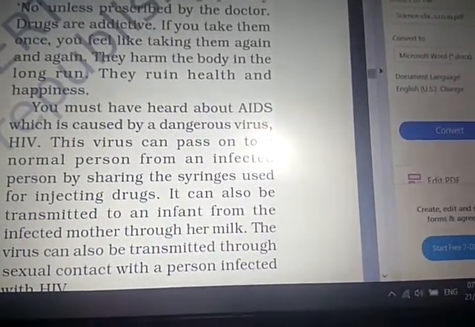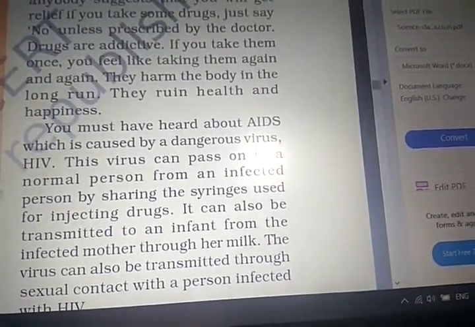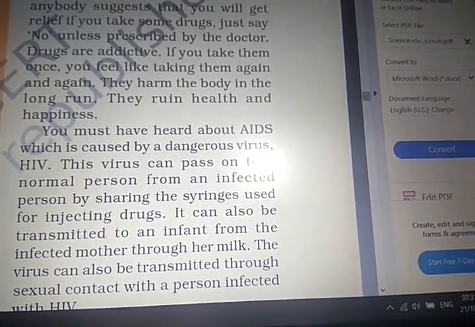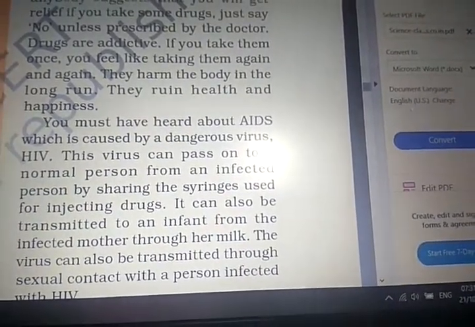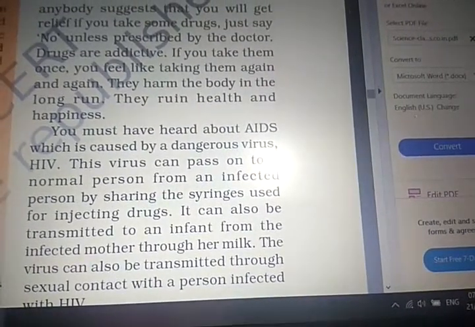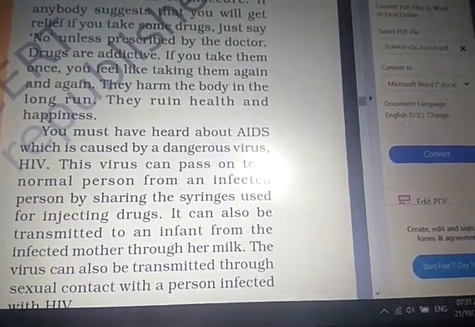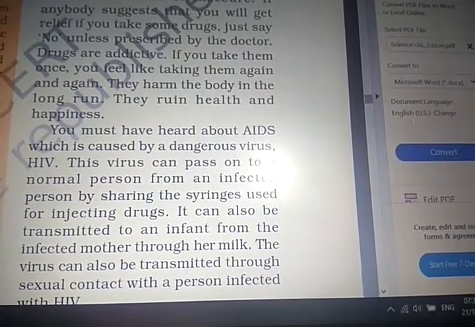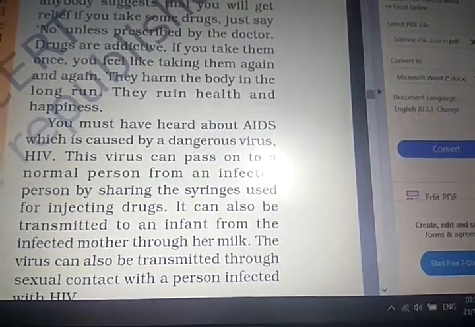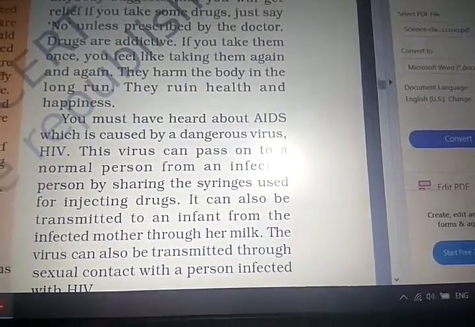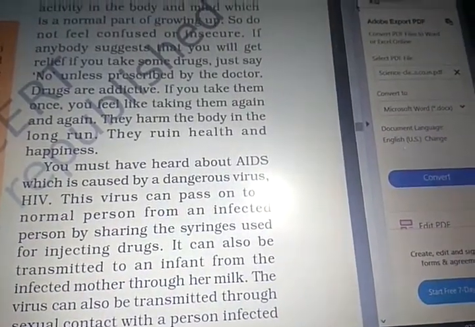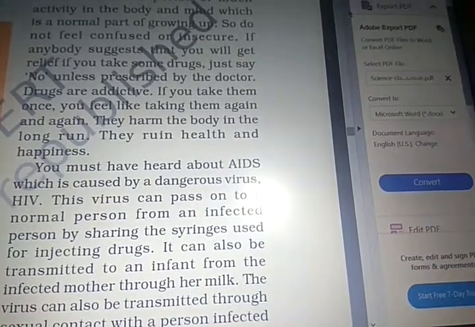So you must have heard about AIDS, acquired immunodeficiency syndrome, which is caused by a dangerous virus, and that virus is named HIV. Now, this virus can pass from an infected person to a normal person by sharing syringes used for injecting drugs. It can also be transmitted to an infant from an infected mother through her milk. The virus can also be transmitted through sexual contact with a person infected with HIV. Right, so this AIDS is very dangerous.